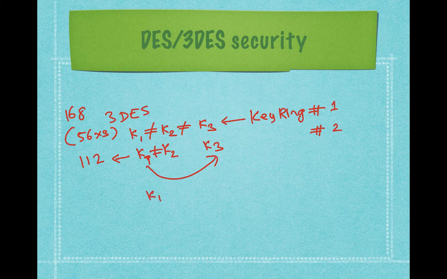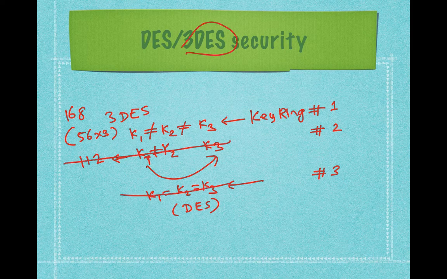There is a third option, K1 equal to K2 equal to K3. This is for the purpose of backward compatibility. I already told you, when you do this, it will effectively become a DES operation. So this is called keying option 3. So when people say I am using 3DES in SSL/TLS, don't use this. You should only use this version, that is K1 not equal to K2 not equal to K3.